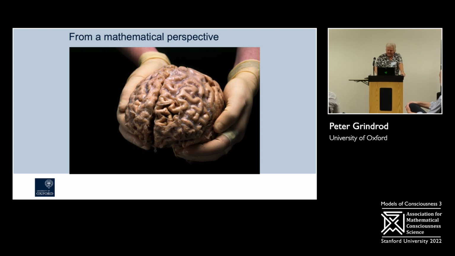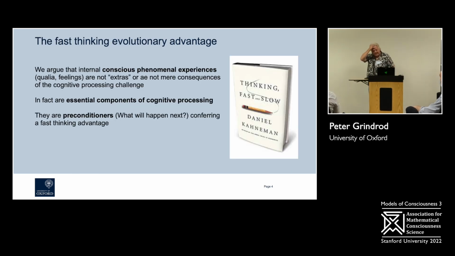So we start to think about that in quite a positive way as to whether we could examine that and come up with physicalist candidates for our inner sensations, and then try to infer their role in the function of the brain. Now, one of the good things about the brain is the fast-thinking advantage, and behavioural economists have obviously looked at this, but we're going to argue that conscious phenomenal experiences are not consequences of the cognitive processing. It's not just because we're doing all this cognitive processing that we then have them as a byproduct. I'm going to argue that they're essential to this, and actually they're preconditioners.